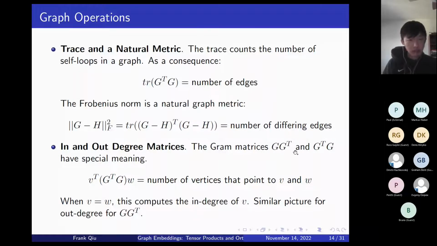The gram matrices also have a special meaning here, where they represent a quadratic form that computes the in and out degrees. So for example, if I wanted to compute the in degree of a specific vertex, I can multiply it on the left and the right by the appropriate vertex embedding V, and that would give me the in degree of V, and similarly for the out degree.